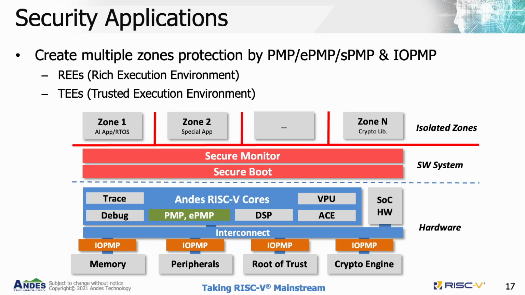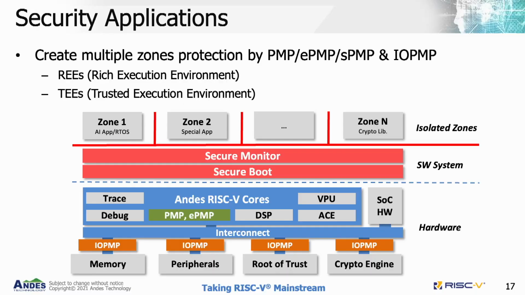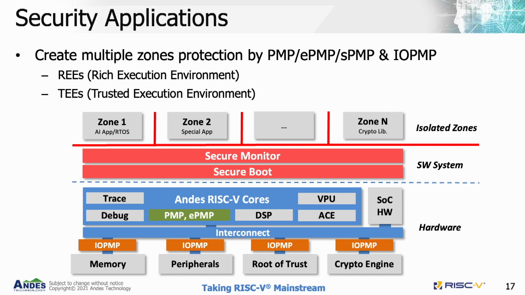Let's look deeper into security applications. For the hardware parts of the Andes core, we can see the PMP and ePMP give the processor privilege control for access of the memory and the peripherals. However, we still need another hardware, IOPMP, to control the transactions on the bus for the memory access and the peripheral. Once the hardware isolation is set, we still need the corresponding software for the isolations.